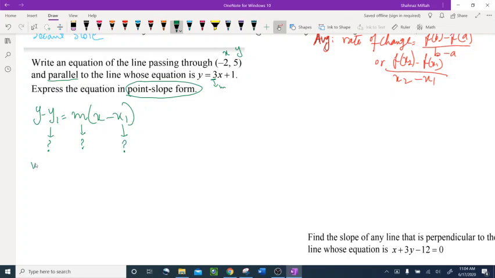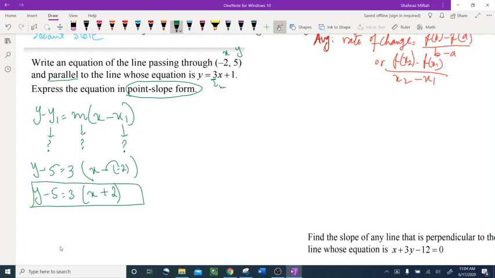So let's do it. Y minus, what is y1? It's 5. What is the slope? It's 3, because you know lines are parallel. What is x1? That's -2. Do you see that? -2. I can simplify these negatives, and other than that, I'm not doing anything with it because they are already telling me to express the equation in point slope. So this is my equation in point slope, and we are good.